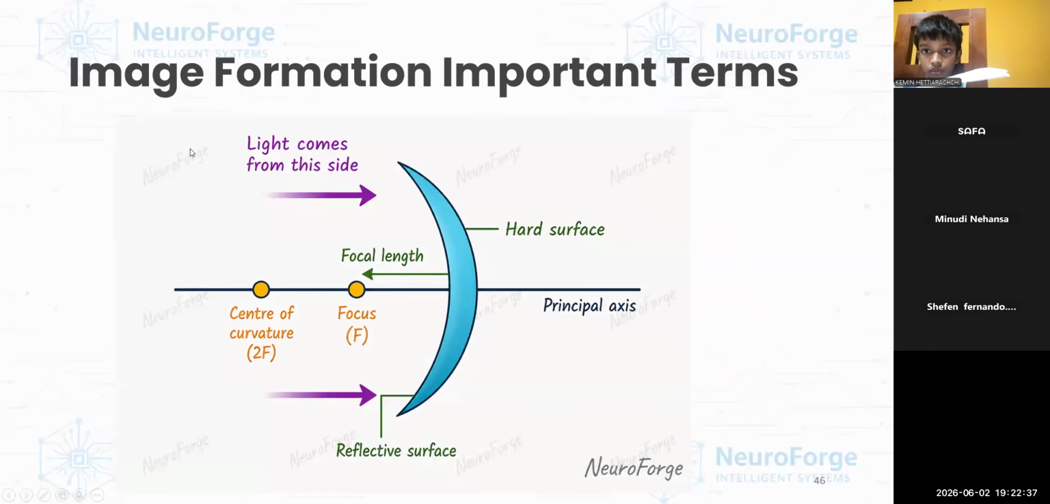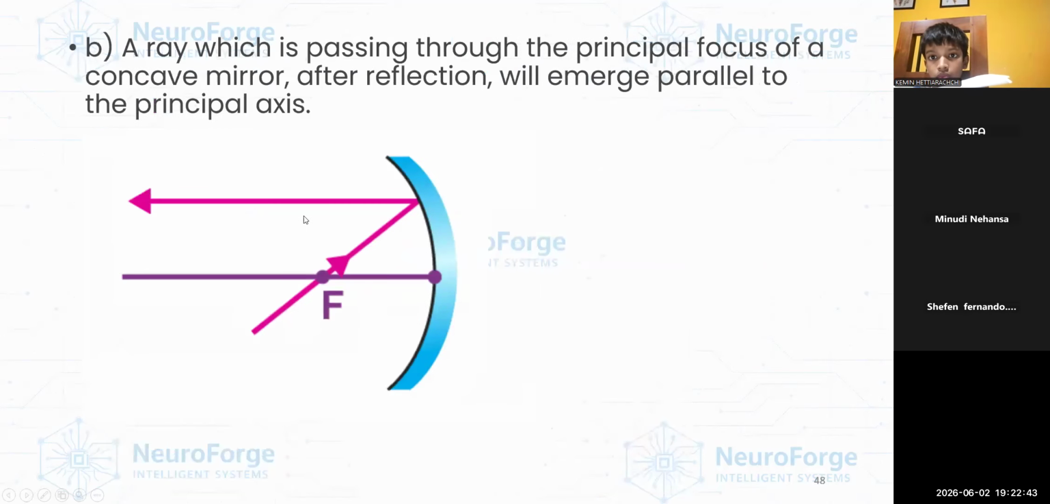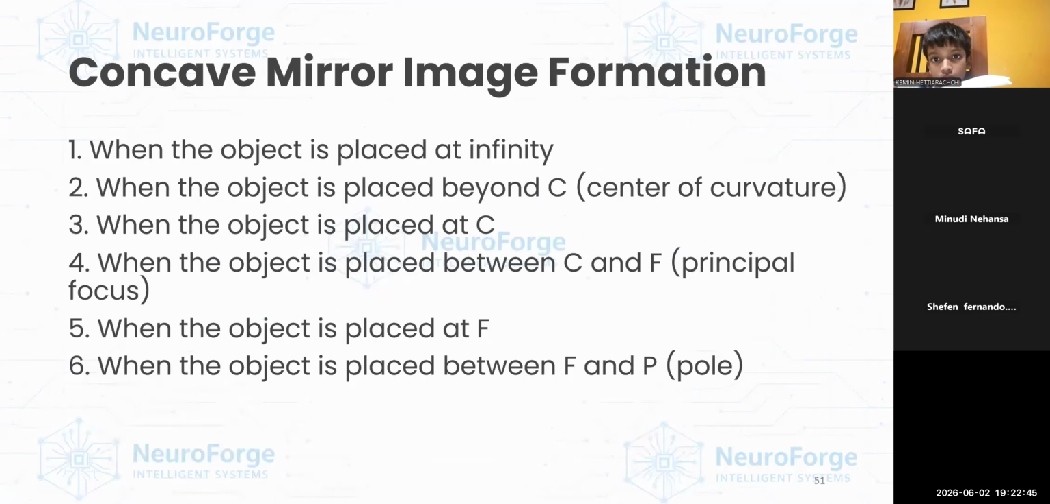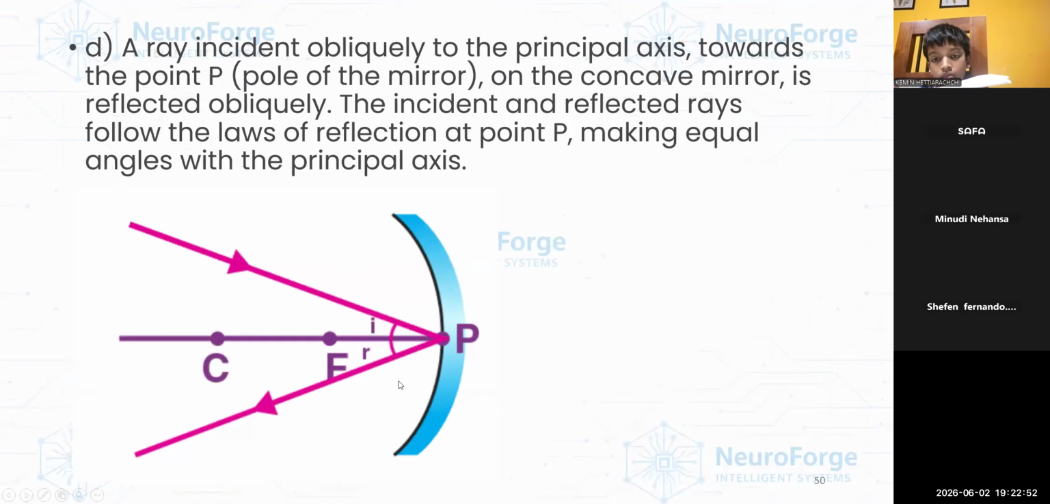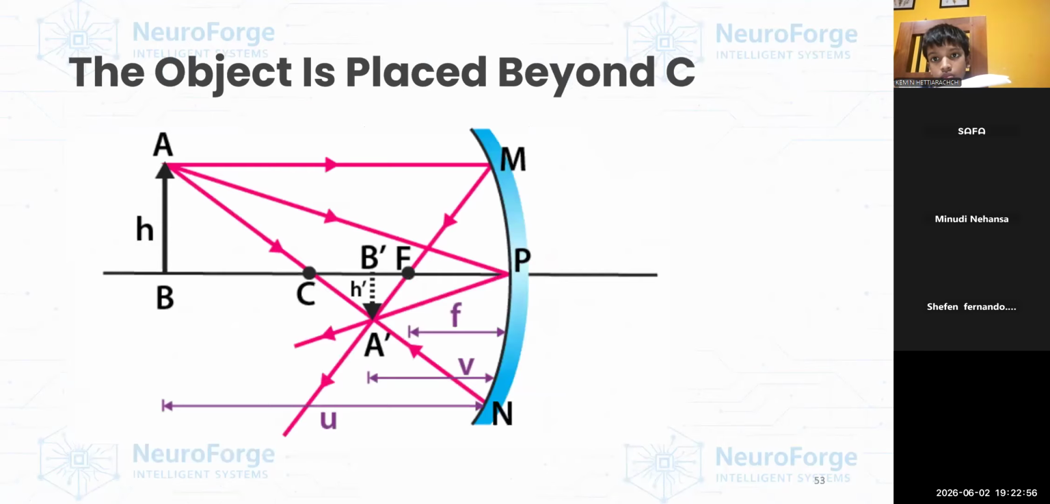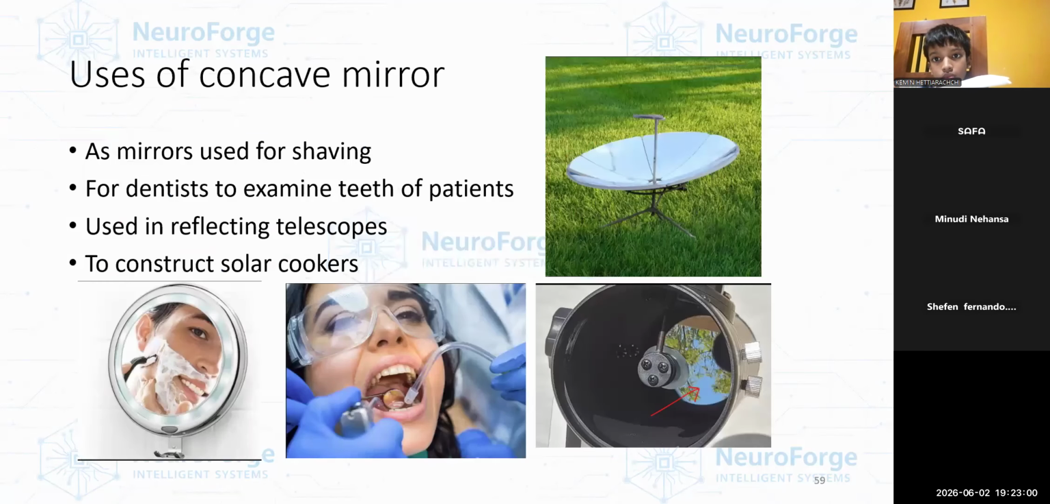I also included all the images explaining here, these labels and everything, how the rays are behaving. So you can refer to it. You should not try to remember how these ray diagrams are formed, except the one I have explained on the board. Other than that, don't try to remember all these things. I put them for your reference only.